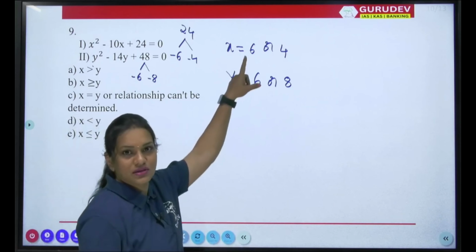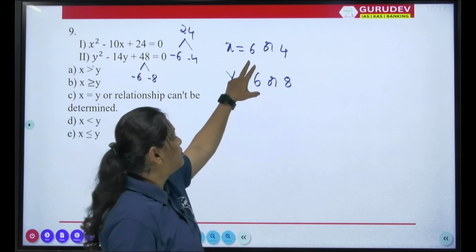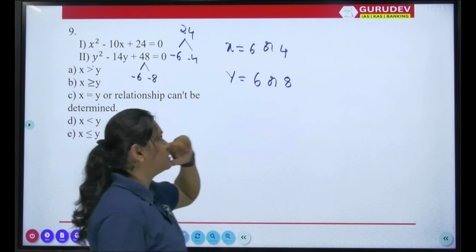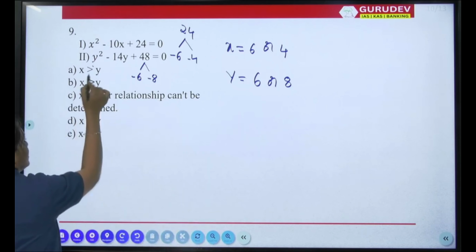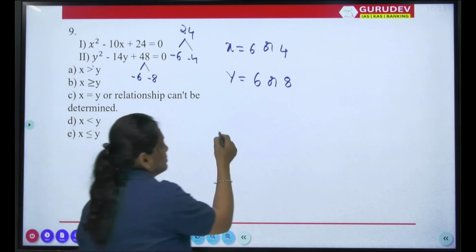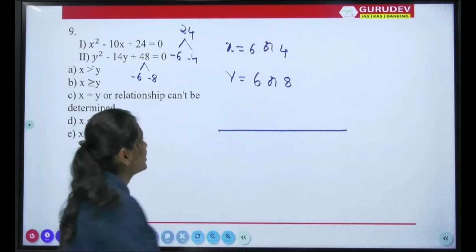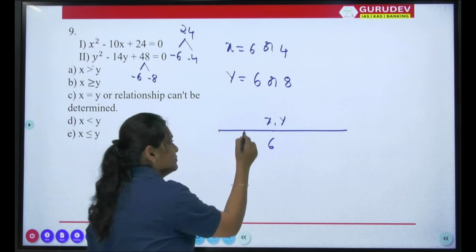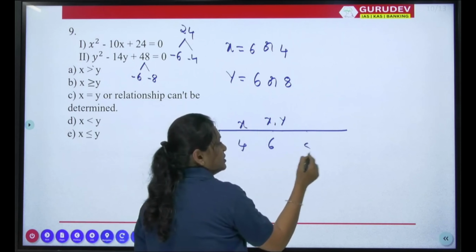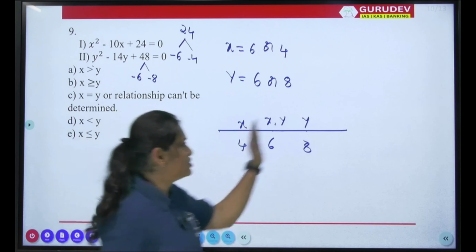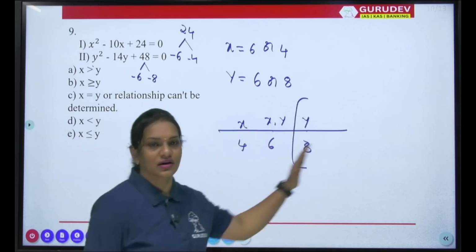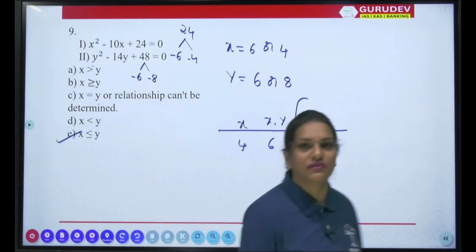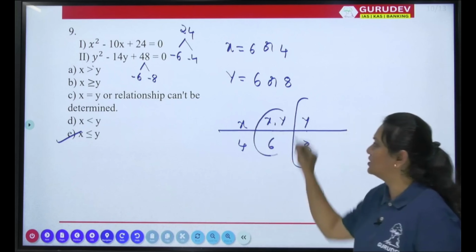In case of this, what happens? We have the common root, 6 is the common root, right? So we may get option B or E. Draw it on the number line. 6 is common for x, y. By now observe here, the 4 will be here, which is x, and the y value will be here, which is 8. By this the rightmost variable is y here. So the right answer is x is less than or equal to y, because we have common roots.